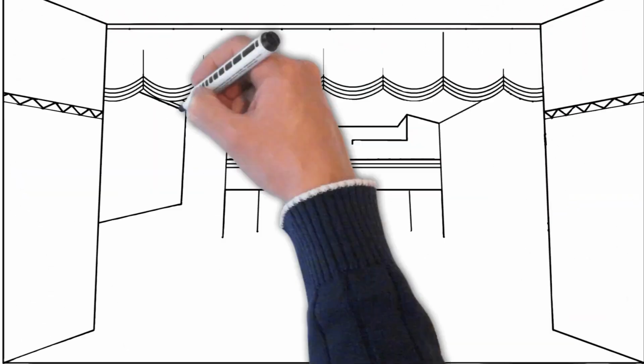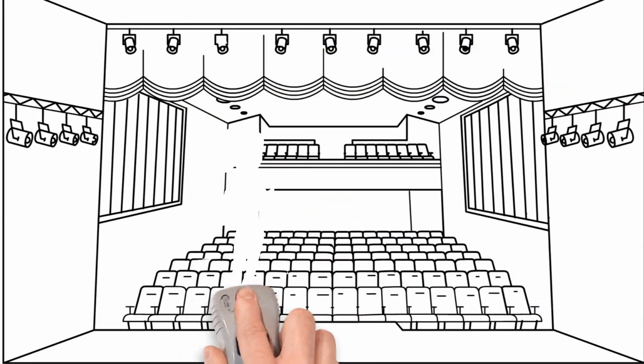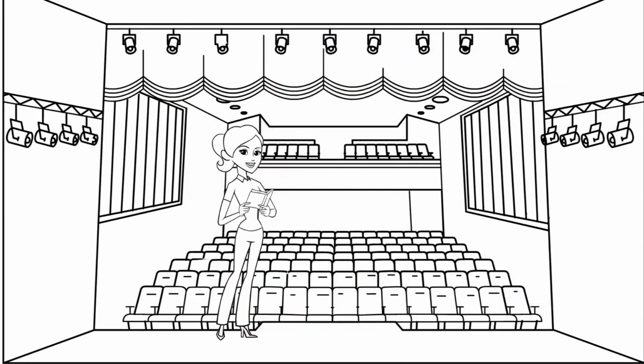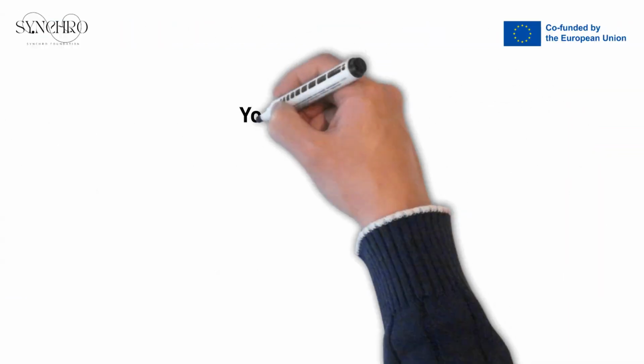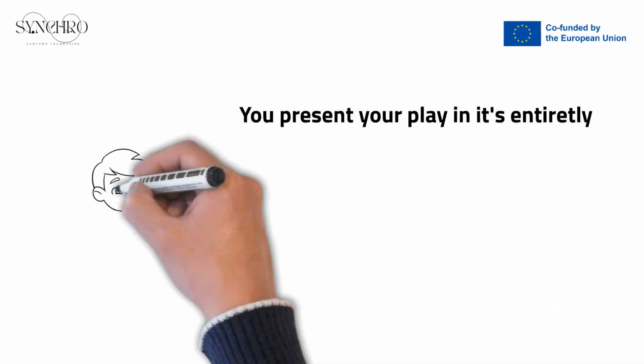The next step is to present the prepared plays. For each group, the presentation will follow the following structure. First round. The prepared play is presented in its entirety.